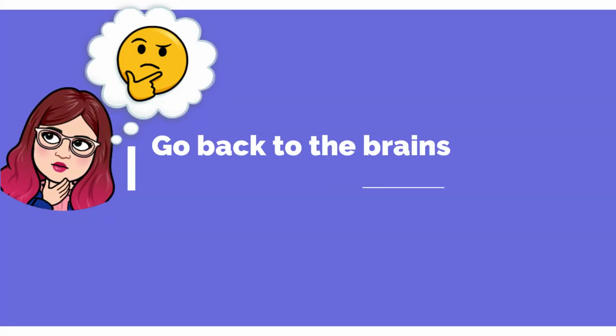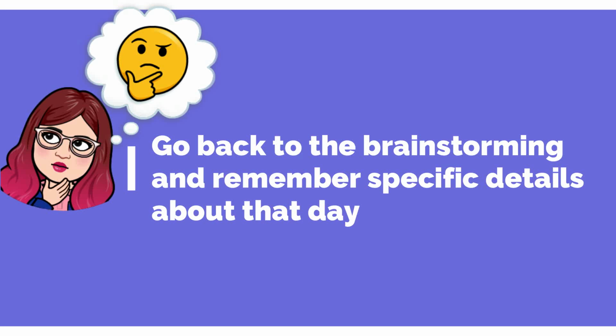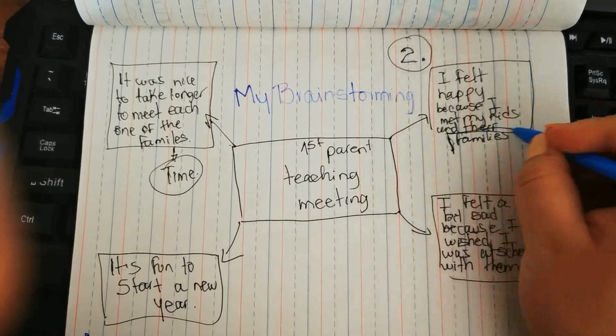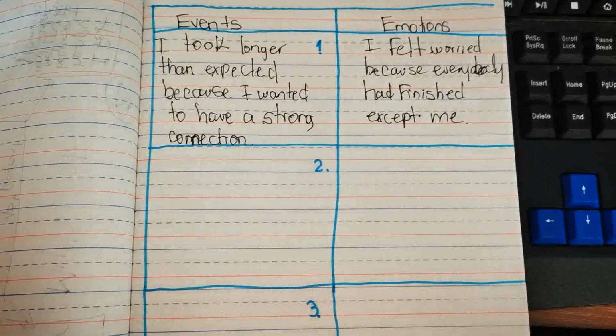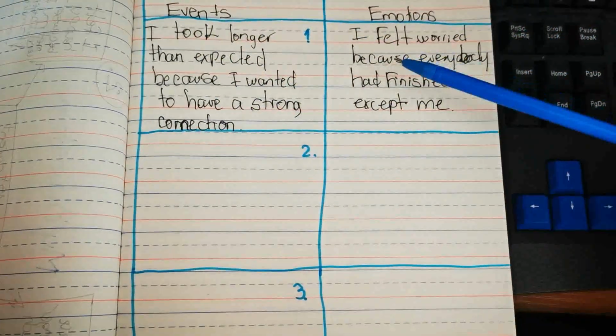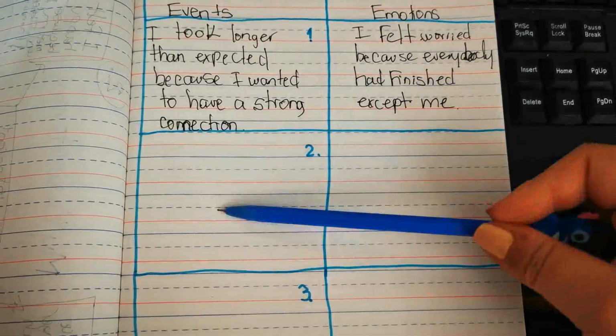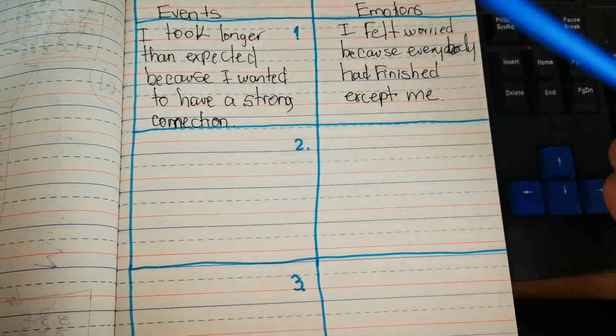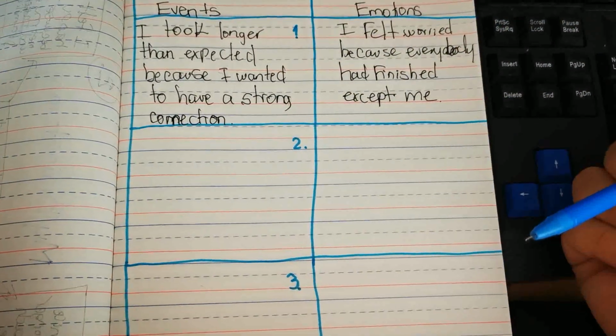I felt happy because I met my kids and their families. So families, this is going to be my keyword. You're going to write down an event and what was the emotion you felt. Always like this. In total, you will write 1 and 2 if you want to be competent.